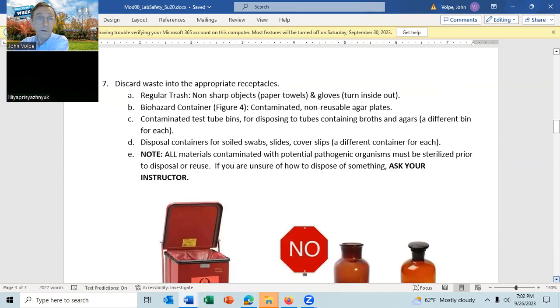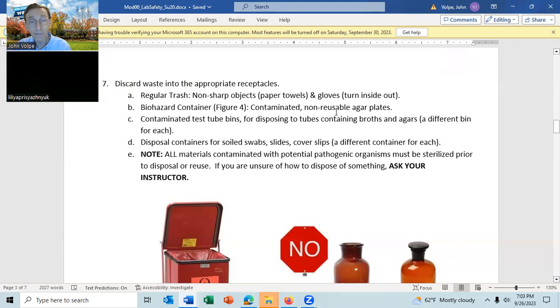All right. Discarding of the waste in the appropriate place is important. The regular trash: no sharp objects, no glass, nothing that's contaminated, like paper towels that do not have bacteria on them, like you use them to disinfect your lab bench at the start. You put it in the regular trash. Your gloves, if you don't get bacteria on them, they can go into the regular trash.